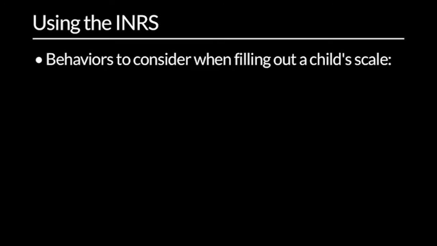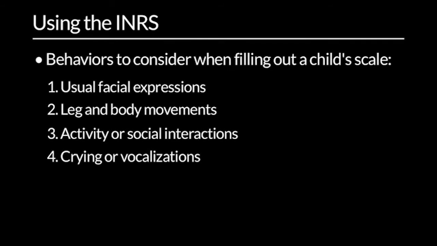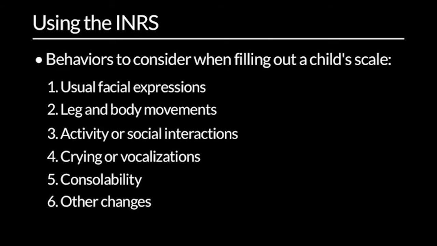Behaviors are the key to filling out this scale, so we ask the parents to think about their usual facial expressions, such as squinting or frowning or grinding their teeth. Also leg and general body movements, such as tensing up or becoming more difficult to turn or stiffening. Activity or social interaction: does their interaction with themselves or their environment change? Crying and vocalizations, from moaning to whimpering to yelling out. How consolable the child is, and then other things such as tears, sweating, holding their breath, or gasping.